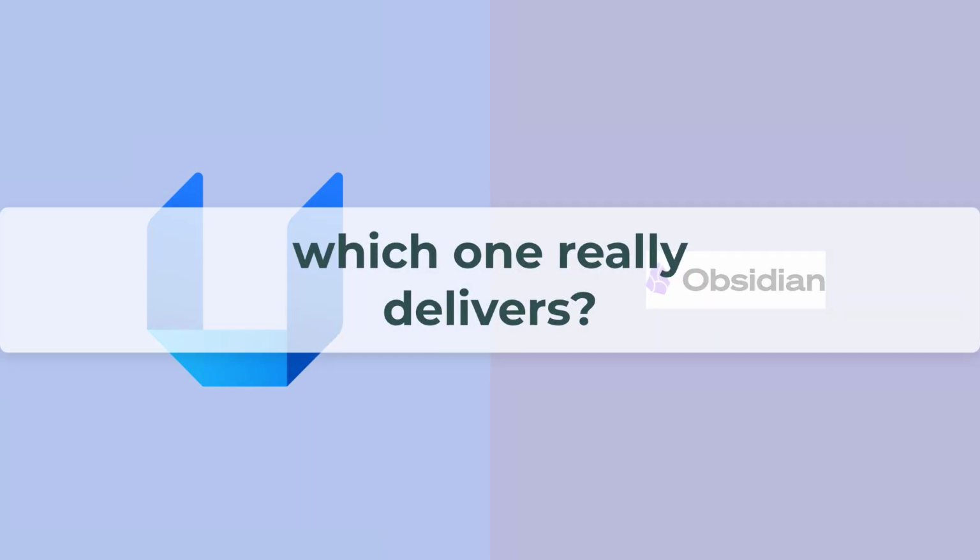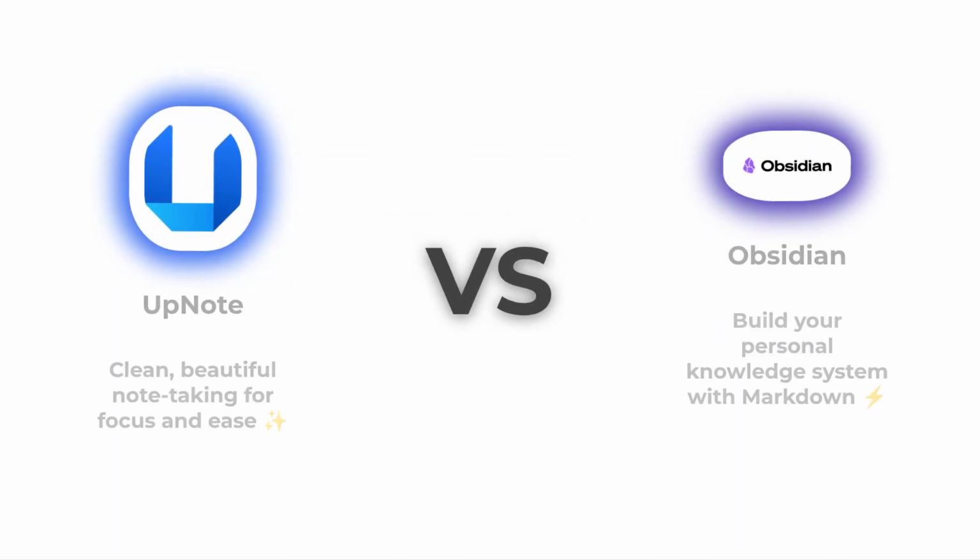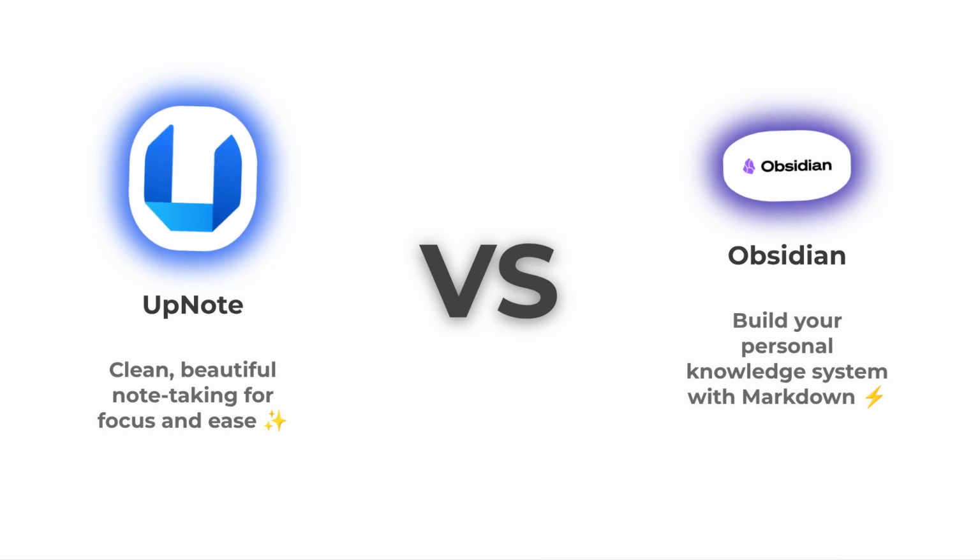You've heard of UpNote and Obsidian, but which note app truly fits your workflow in 2025? One promises simplicity, the other, endless power. Which one really delivers? On the left, UpNote. Clean, beautiful note-taking for focus and ease. And on the right, Obsidian, build your personal knowledge system with Markdown.